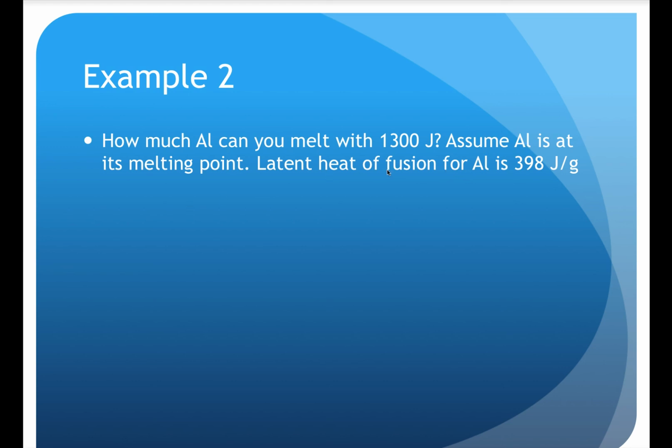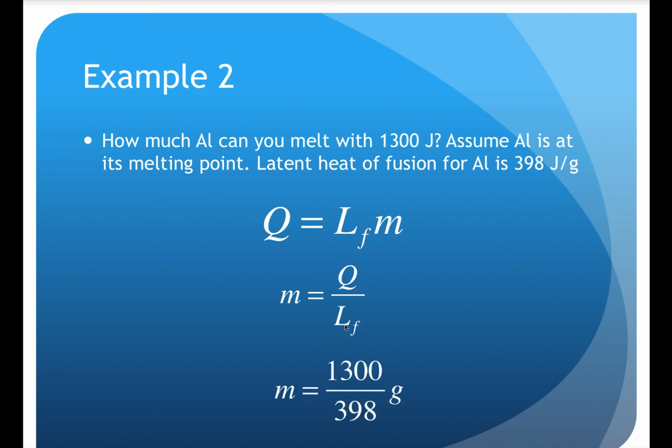And it says assume that it is at the melting point. So all you need to do is just latent heat of fusion, which is 398, and you multiply it by... you don't multiply it, you're looking for mass. So you know Q, you know LF, and you're looking for mass, so you just do Q over latent heat of fusion. So in our numbers, it's going to be 1300 divided by 398 grams, and that's it.